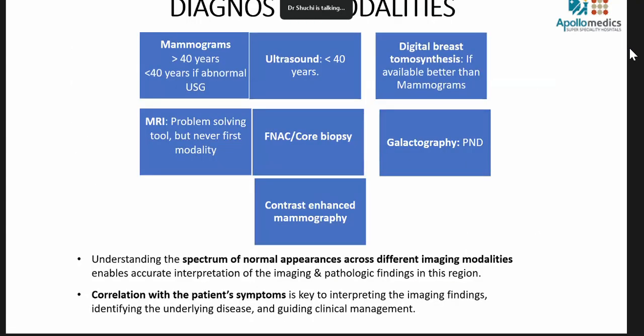So what are the diagnostic modalities available for diagnosing breast problems? Mammograms, ultrasound, digital breast tomosynthesis, MRI, FNAC/core biopsy, galactography, and contrast-enhanced mammography. Understanding the spectrum of normal appearances across different imaging modalities enables accurate interpretation of the imaging and pathologic findings in this region. Correlation with patient symptoms is key to interpreting the imaging findings, identifying the underlying disease, and guiding further management.